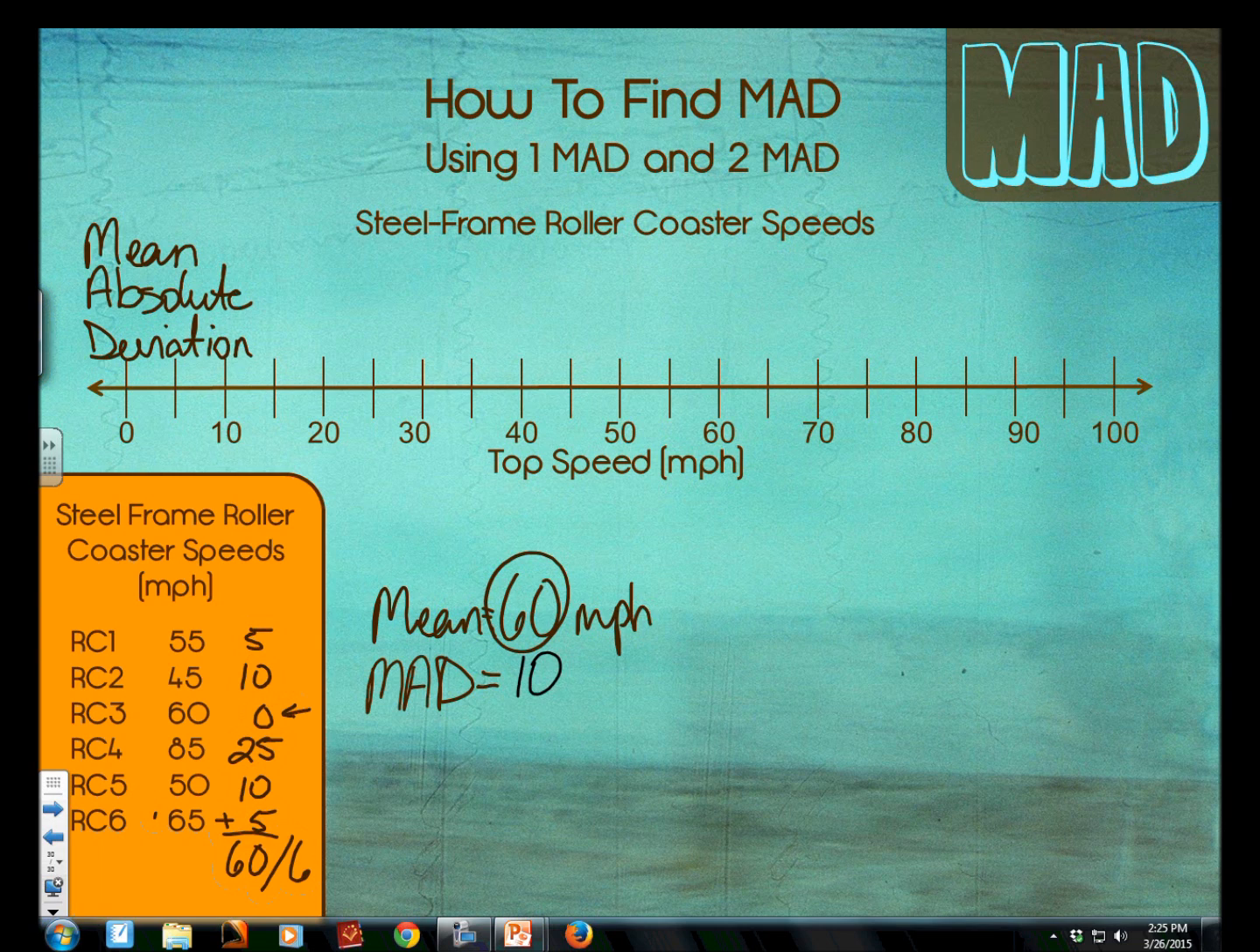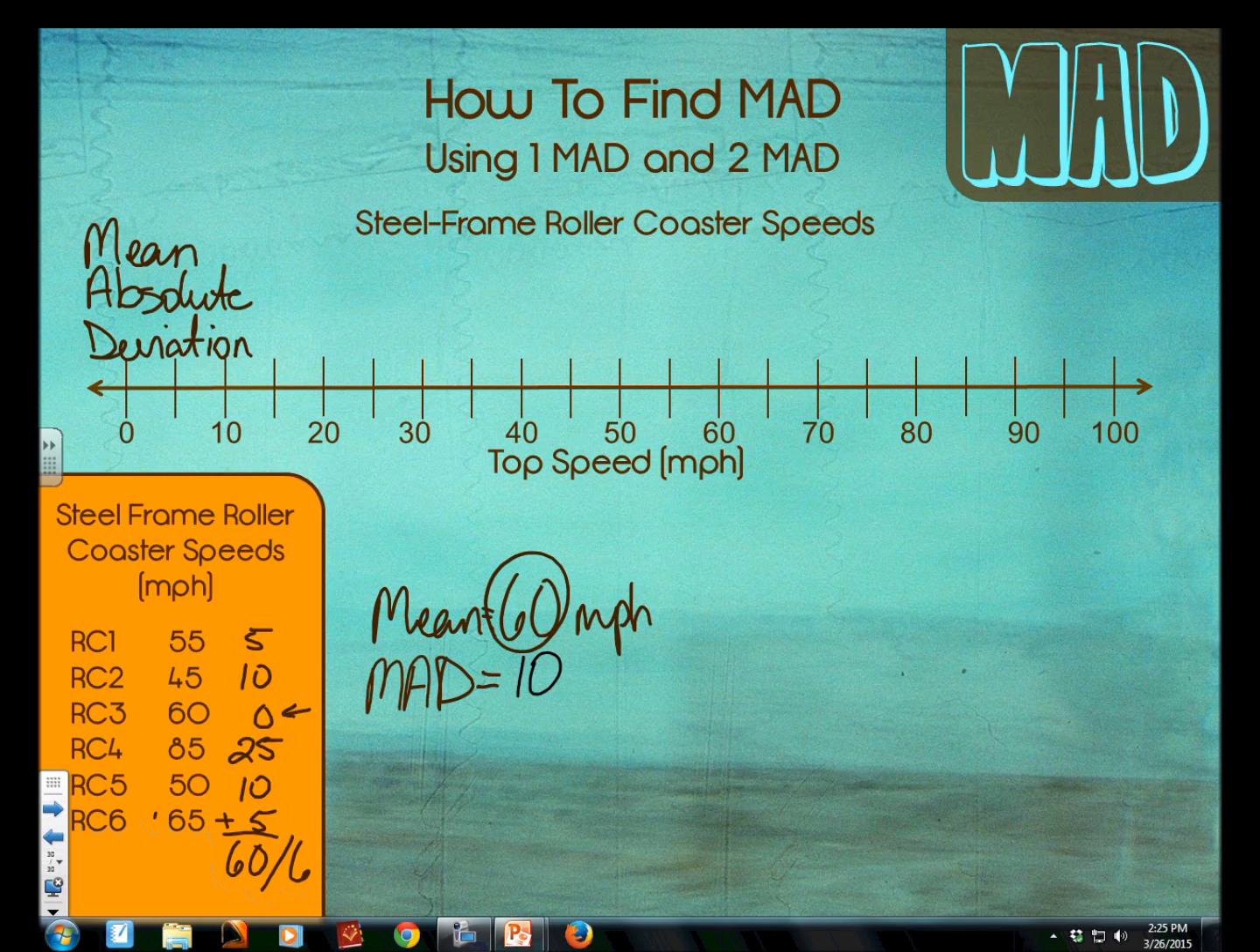And the numbers that you see written by hand to the right, those are the distances from the average. So what I did was I averaged the 55, the 45, the 60, 85, 50, and 65, and I found that their mean, or their average, was 60 miles per hour. And I have that written just to the right of that. Once I found the mean of 60, I found the distance from that 60 for each of those points, and that's the 5, the 10, the 0, the 25, the 10, the 5. Those are their distances from the average. And I averaged up all those distances, 60 divided by 6 distances, and I got a MAD of 10.